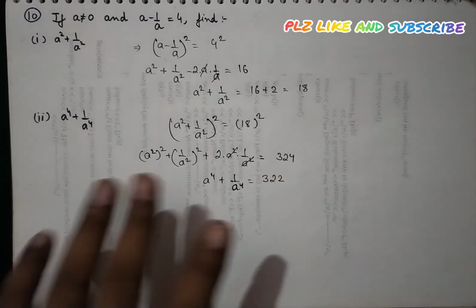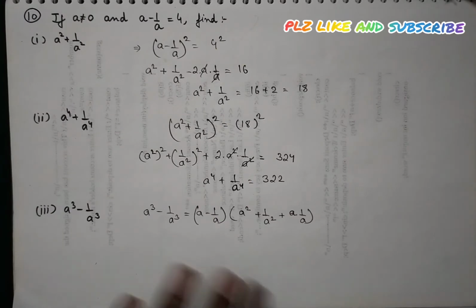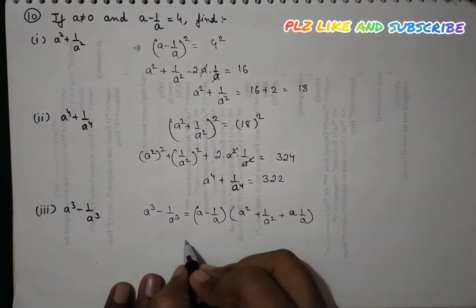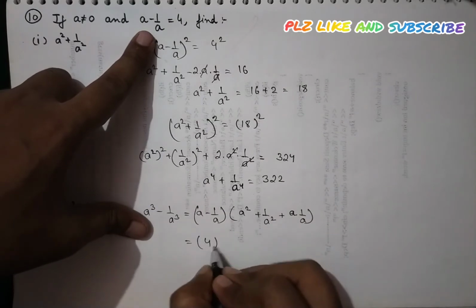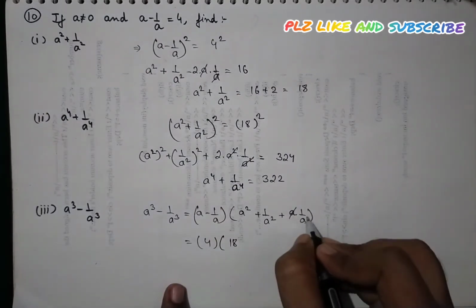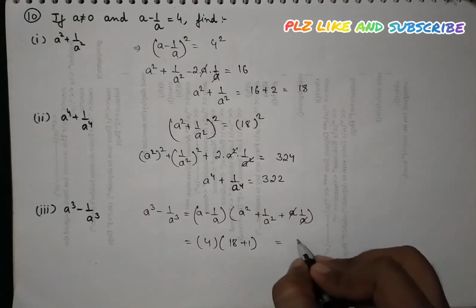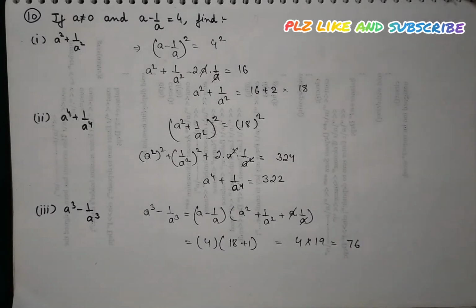Now in the third part we have to find a cube minus 1 upon a cube. Now here we are having this identity for a cube minus 1 upon a cube, and now we have the value of a minus 1 upon a as 4, and a square plus 1 upon a square is 18, and this will be cancelled out, so plus 1. Now open it, 4 into 19, that is 76.